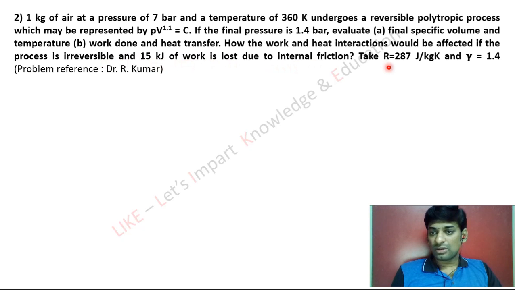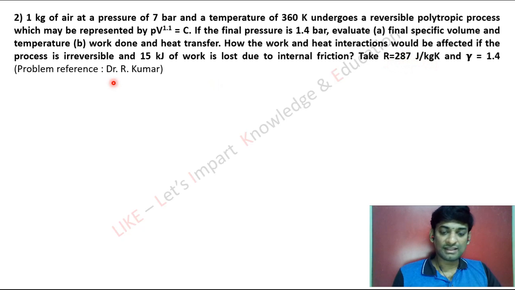Now you have to note that R is given in joule per kilogram Kelvin. We want R in kilojoule, so you have to divide R by 1000. That is, R is equal to 0.287 kilojoule per kilogram Kelvin.